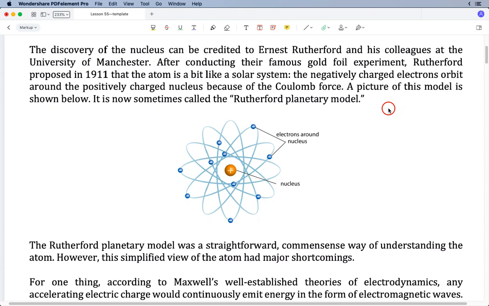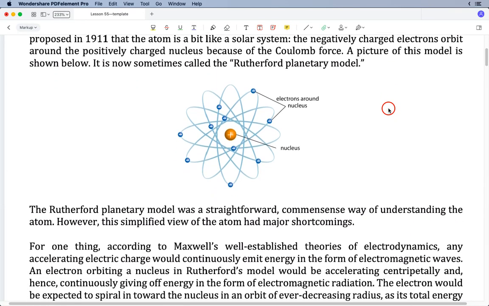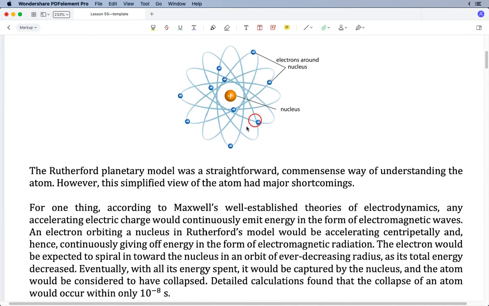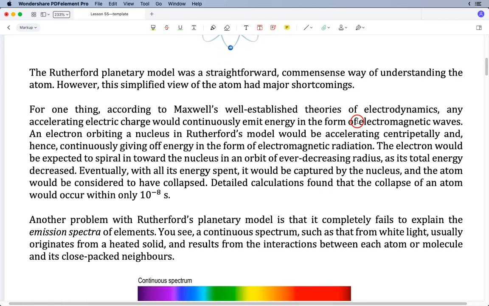Now, this picture of the atom is very simple and straightforward, and I'm sure that you've probably seen a picture like this in your previous science classes or in chemistry class. But the reality is that this simplified view of the atom actually has some major problems. Some major problems, in fact, just based on ideas that we've been learning about in this course already. So what sort of problems are there with this model? Well, for one thing, I'll just scroll down here.